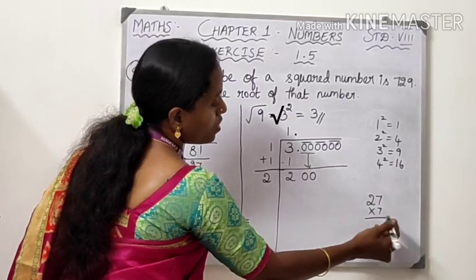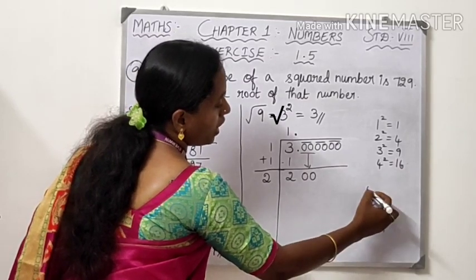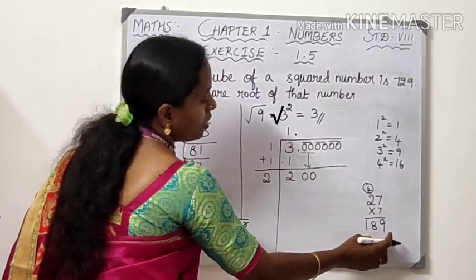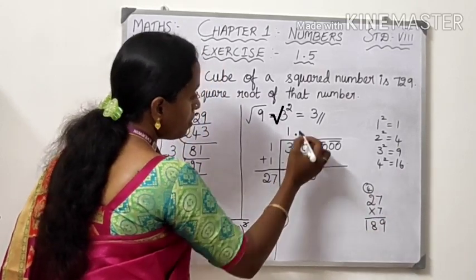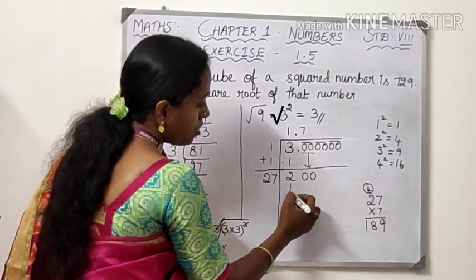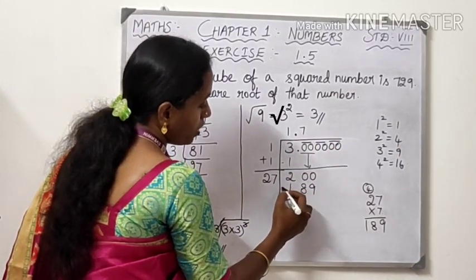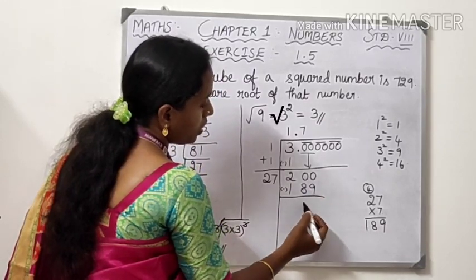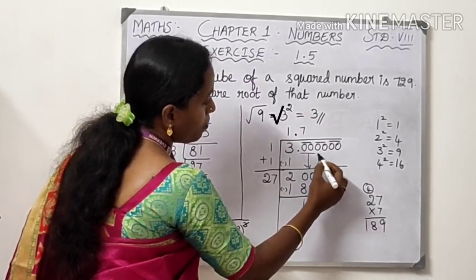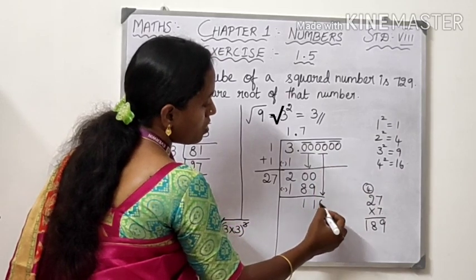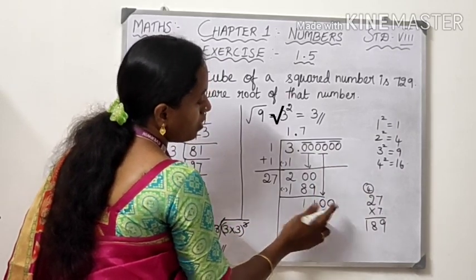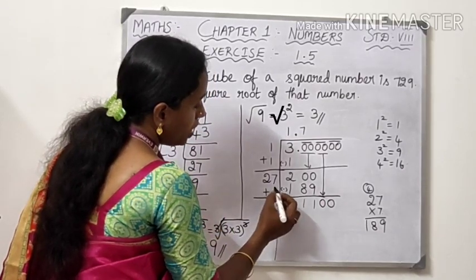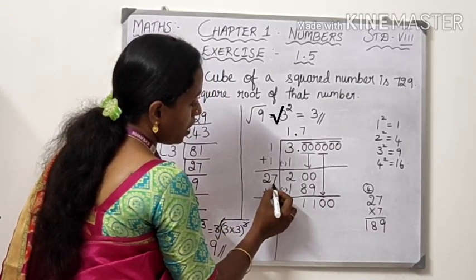So 27 into 7. 7 7s are 49, carry over 4. 7 2s are 14. 14 plus 4 is 18. So let me write this. So 27, 7 times 189. So subtract this. So if I subtract this, I'll get the value 11. So let me bring down the next pair for the next step. So I'll get 1100.